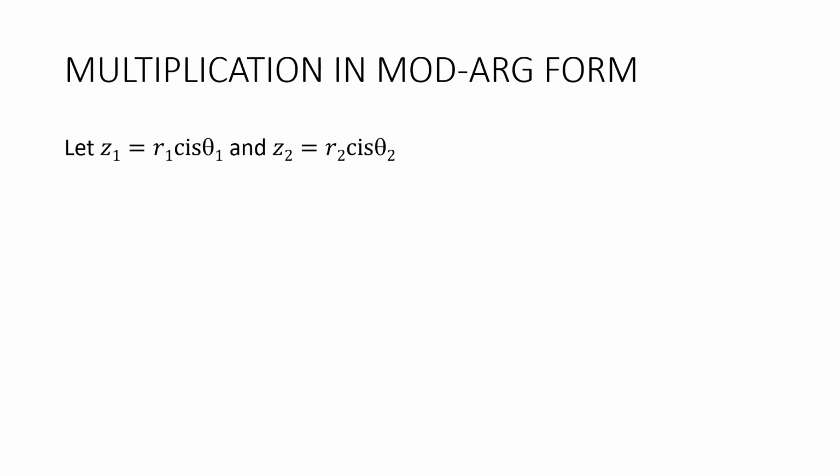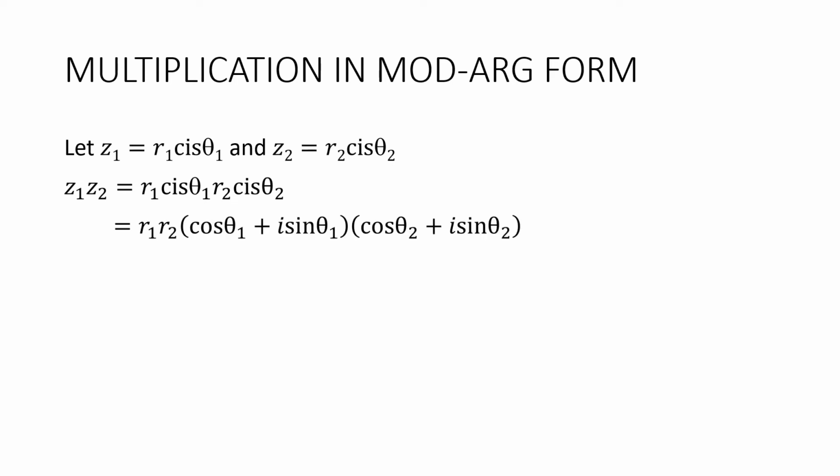I'm going to move on to multiplication and division in MOD-ARG form, and I'm going to prove both of these. In Extension 2 Mathematics, proof is really important, and in any test or exam you can be asked to reproduce one of these. So let Z1 equal R1 cis theta 1 and Z2 equal R2 cis theta 2. So our multiplication is R1 cis theta 1 R2 cis theta 2. And let's expand that all out.